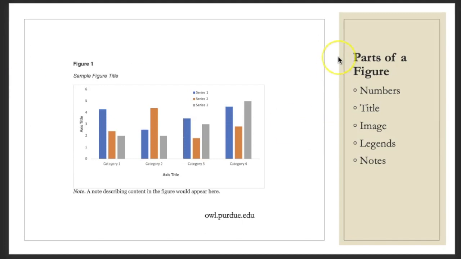So here are parts of a figure that you need to include. So it will be the number, the title, image, legend, and note. So the number is the figure 1, and then the title will always be italicized and go underneath the figure or image. And then you have the actual image for the figure, and then the legend, so series 1, 2, 3 if you have a graph, and then note. So note is just a very simple one sentence to describe your figure. So let you guys review this just for one more second.